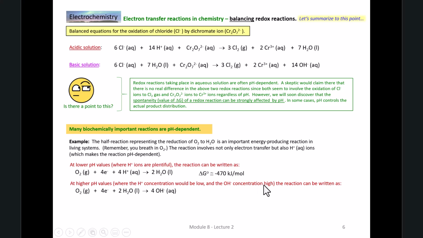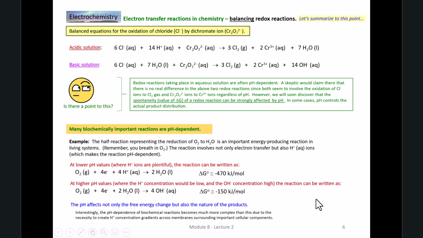Now at higher pH values, where the H+ concentration would be low and the OH- concentration would be high, this same reduction of oxygen can be written as oxygen plus 4 electrons plus 2 waters going to 4 hydroxides. And the delta G for this reaction, while still negative, is much less negative than it is in acidic solution. So here the pH affects not only the free energy change, the spontaneity of the reaction, but it actually changes or affects the nature of the products. So in acidic solution, the product of the reduction of oxygen is water. In basic solution, the product of the reduction of oxygen are hydroxide ions.